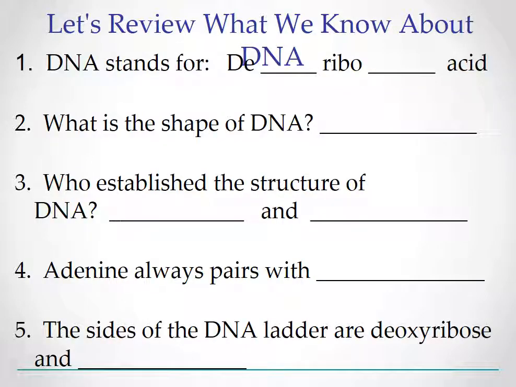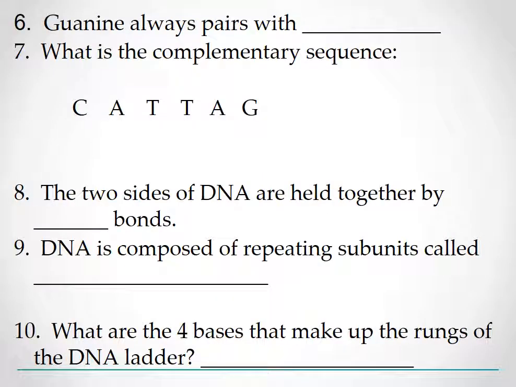So let's do a little review. DNA stands for deoxyribose nucleic acid. What is the shape of DNA? It's a double helix. Who established the structure of DNA? There were 2 gentlemen, Watson and Crick. Number 4, adenine always pairs with thymine. The sides of the DNA ladder are deoxyribose and the phosphate group. Guanine always pairs with cytosine.